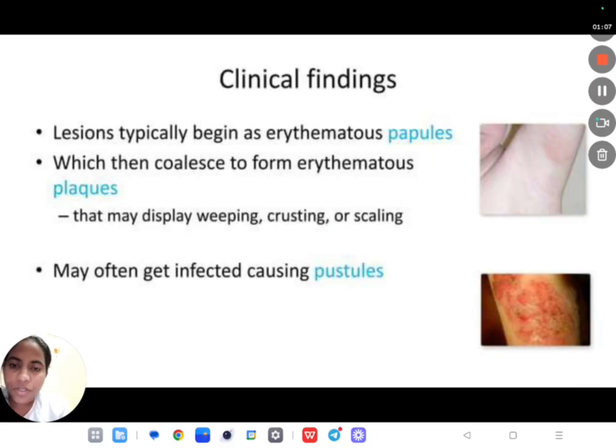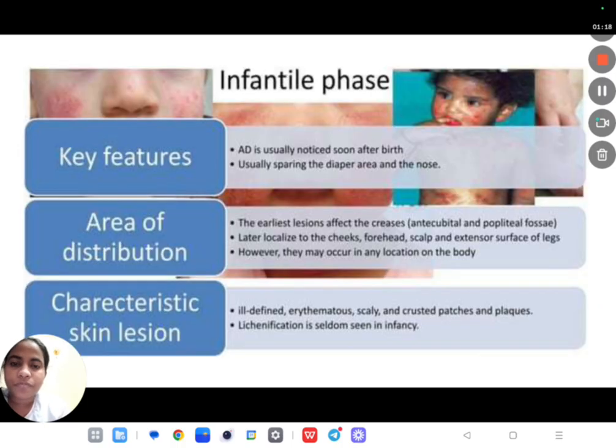Clinical findings: lesions typically present as erythematous papules and erythematous plaques, and weeping, crusting, and scaling formations are there, and infection causing pustules. The infantile phase, which you can see soon after birth, usually spares the diaper area and the nose. Area of distribution: the lesions affect the antecubital and popliteal fossa, and are localized to the cheek, forehead, scalp, and extensor surface of the leg. However, they may occur at any location of the body.